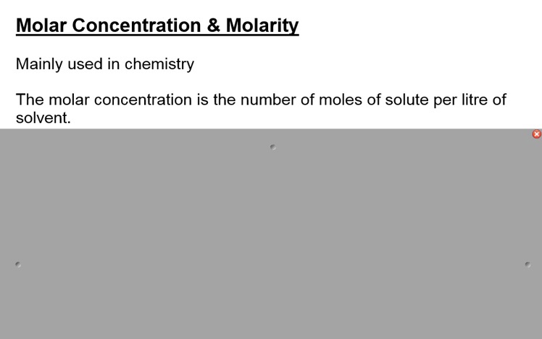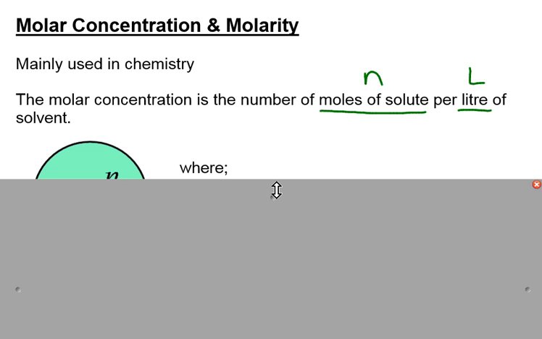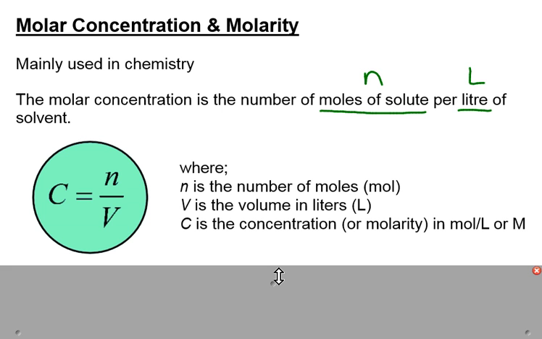All right, here's the most common one we're going to do in chemistry, and that's molar concentration or molarity. The molar concentration is the number of moles of solute, that's n, per liter, L, of volume of solvent, okay? So here is our new fancy-dancy formula: C equals n over V, where n is the number of moles, V is the volume, and C is the concentration or molarity in moles per liter.